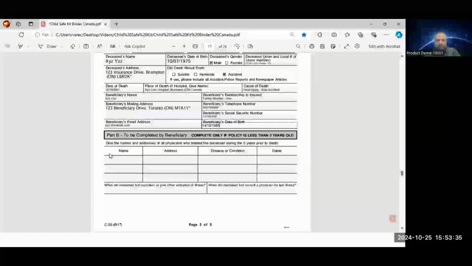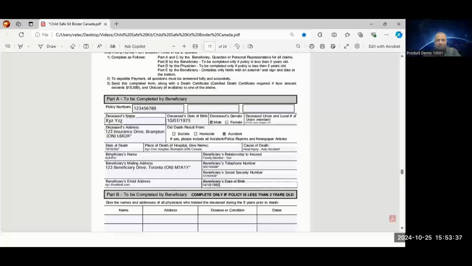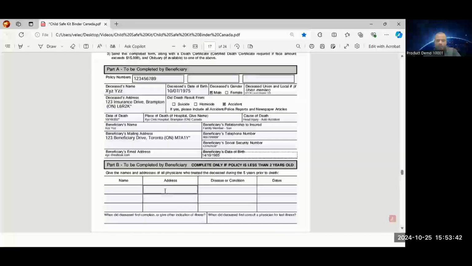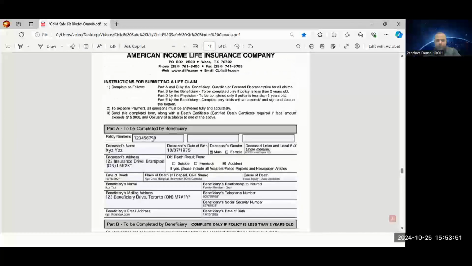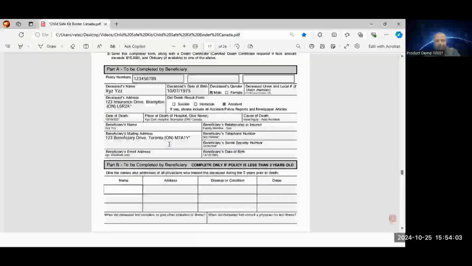So part B is to be completed by the beneficiary. Now, before we move on, should you not have a beneficiary to complete part A, you can also get this part done via a guardian or personal representative of the life insured. All right, so let's move ahead and complete part B.